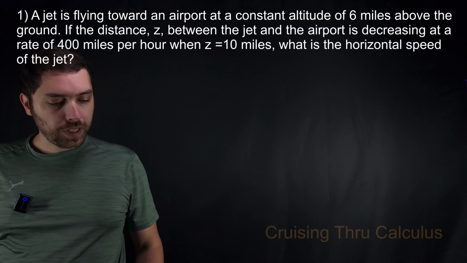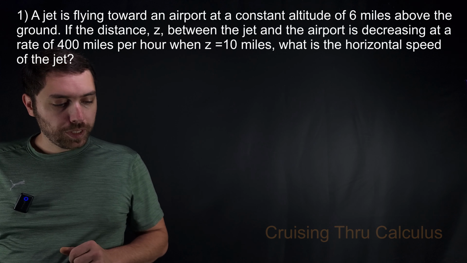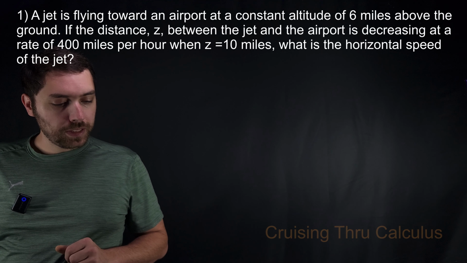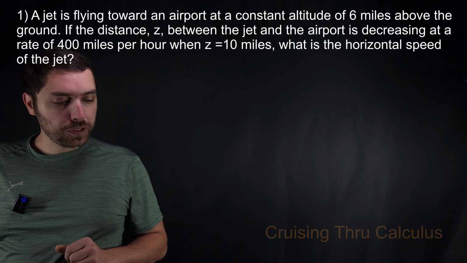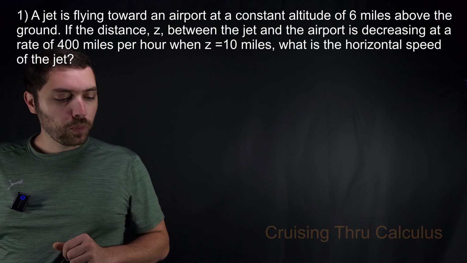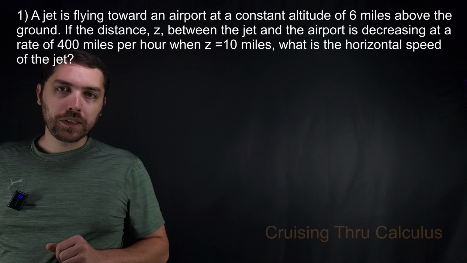Our first problem says, a jet is flying toward an airport at a constant altitude of 6 miles above the ground. If the distance z between the jet and the airport is decreasing at a rate of 400 miles per hour when z equals 10 miles, what is the horizontal speed of the jet?